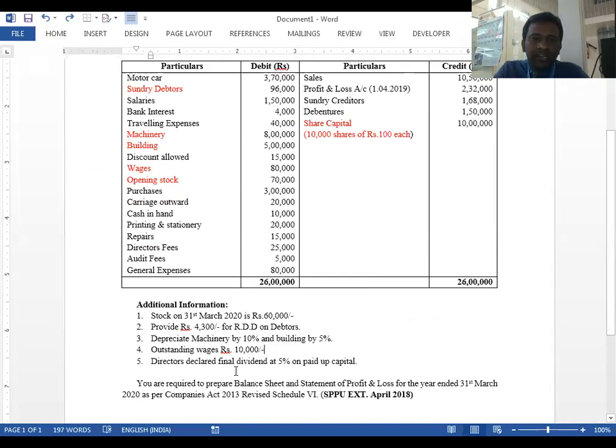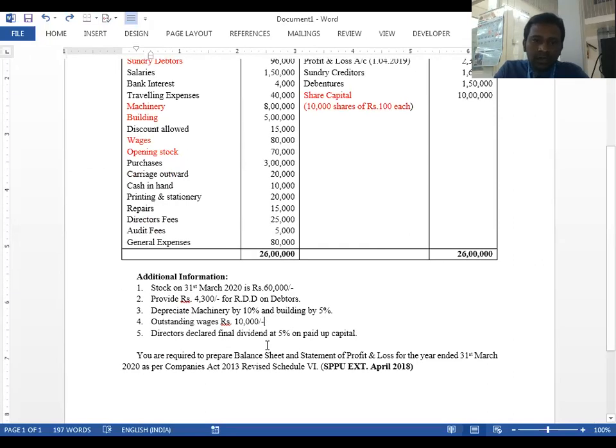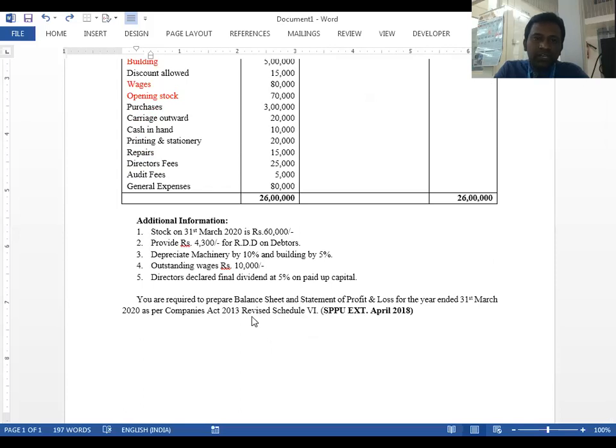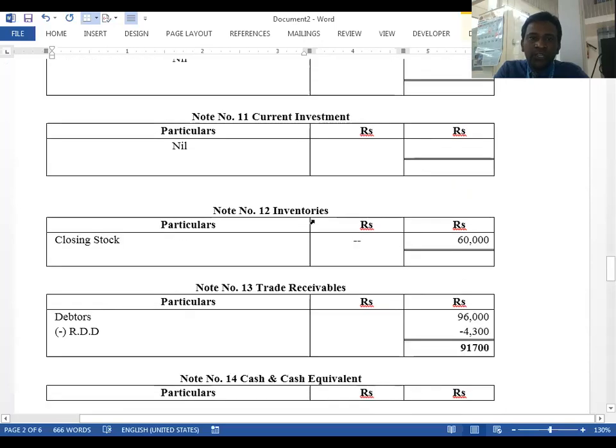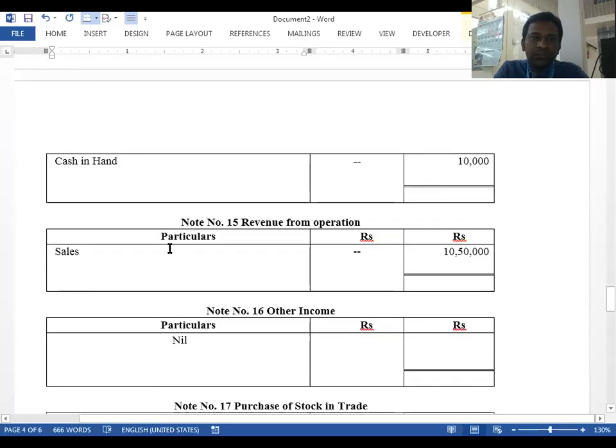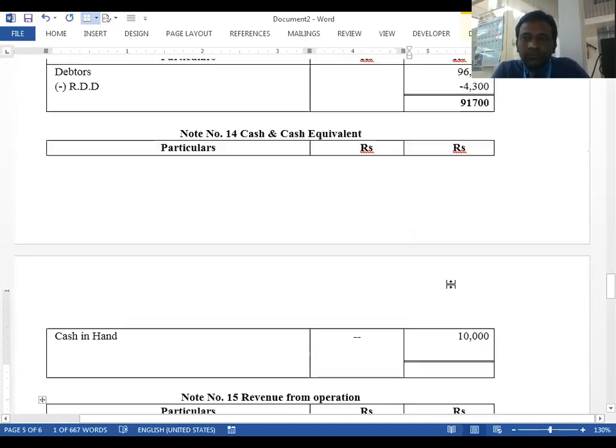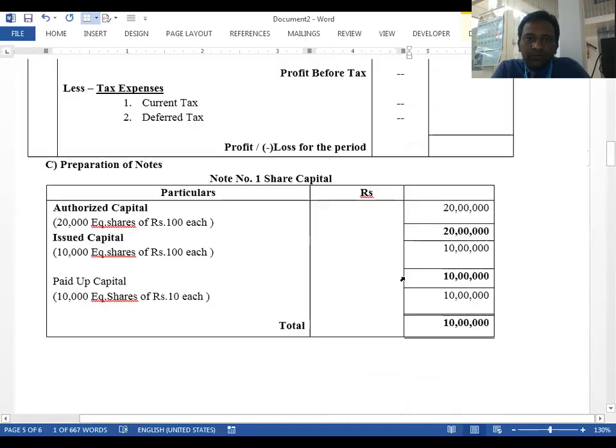And now the director declares final dividend at 5% on paid up capital. Okay, we calculate it, but after the calculation of current year profit. So now it is time to calculate the profit and loss account. So we close the last 7 notes. So notes number 15, 10,50,000 transferred to the profit and loss account.